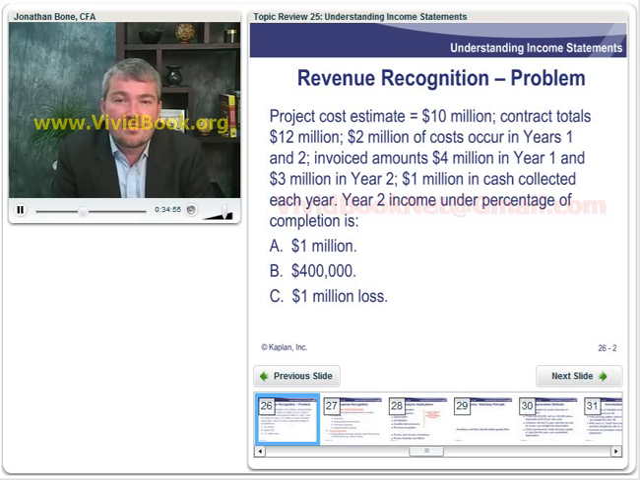We need to knock off anything that's been recognised in year 1. So let's have a little look at what's been recognised in year 1. Year 1 would have been 2 million over 10 million, so 20% of the contracted selling price, which is 2.4 million. So we've got cumulative revenue to date in year 2 of 4.8, 2.4 recognised in year 1, so the sales figure we should recognise in year 2 is 2.4 million. So sales are 2.4 million, we incurred 2 million of costs in year 2, and as a result the profit we should show is 400,000.